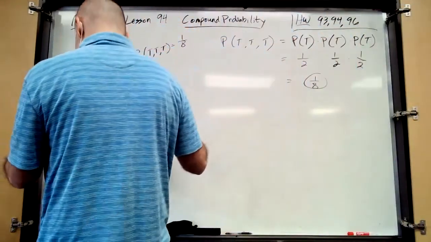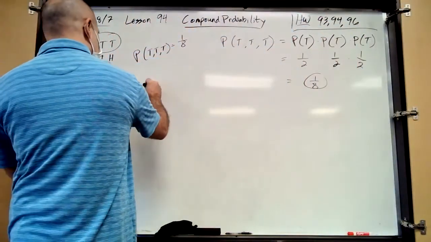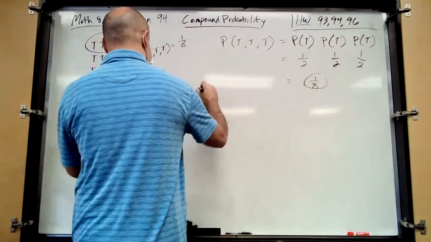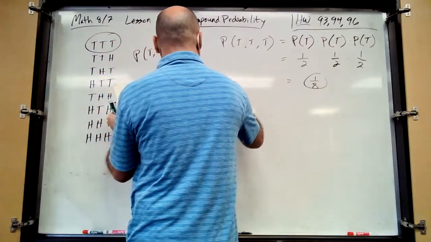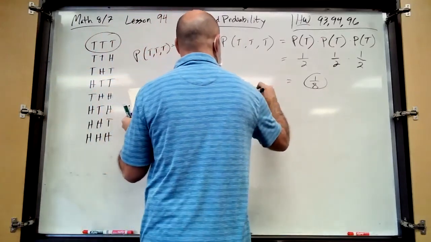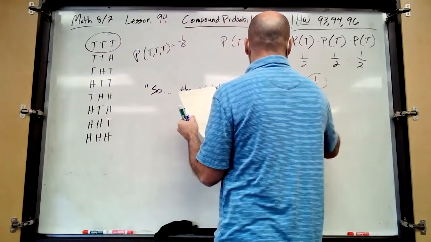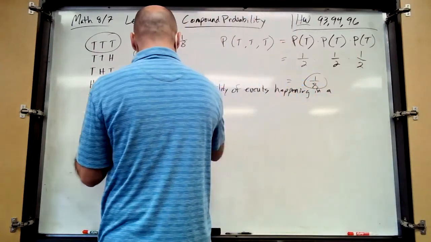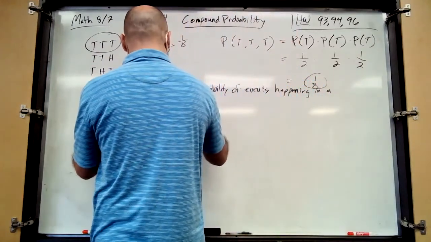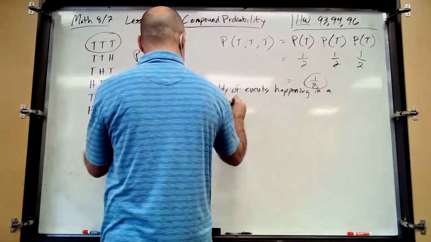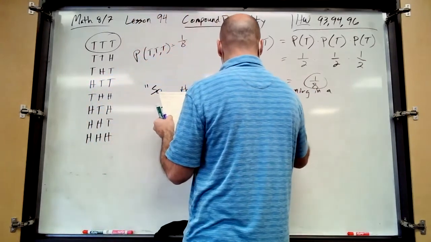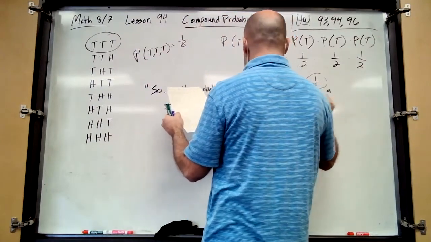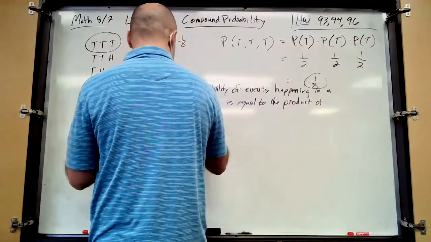Okay, so let's try this. So this is what I want you to know. The probability of events happening in a specific order is equal to the product of those individual probabilities.